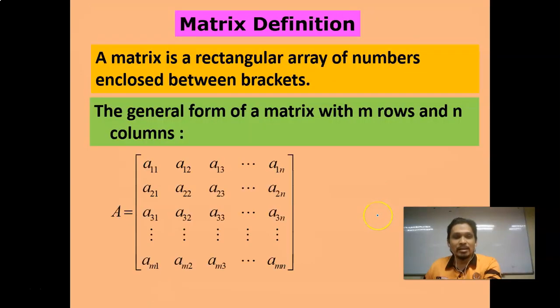Perform the operations on matrices, define the transpose of a matrix and use its properties. So then, a matrix is a rectangular array of numbers enclosed between brackets. The general form of a matrix has m rows and n columns.